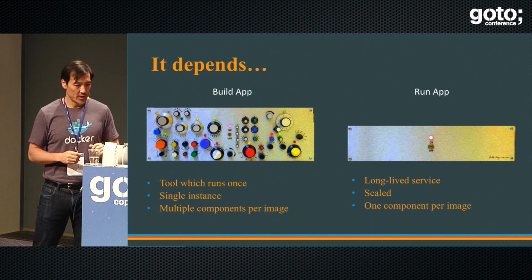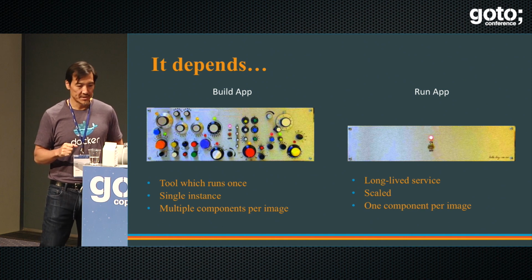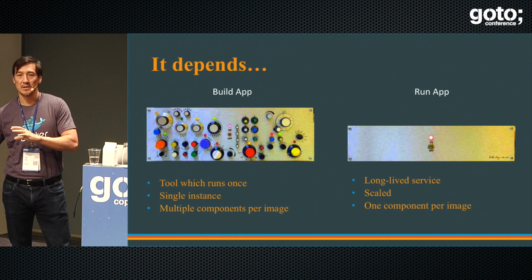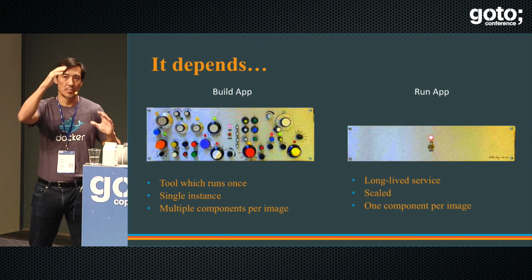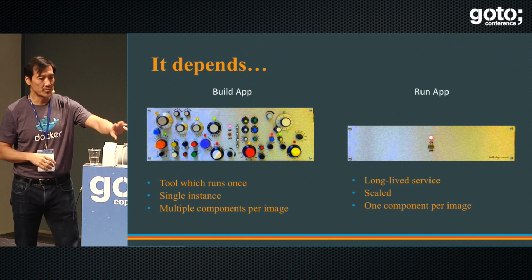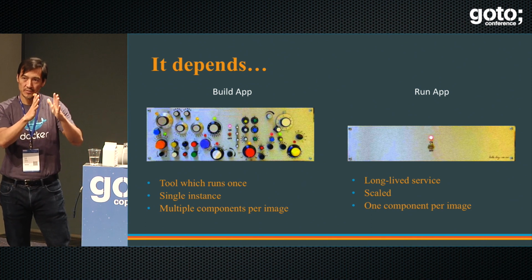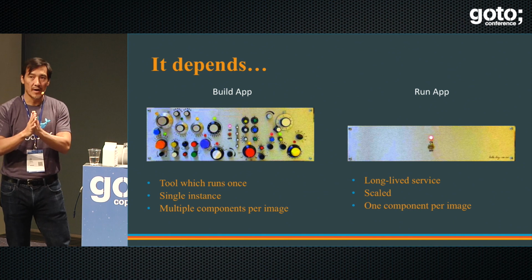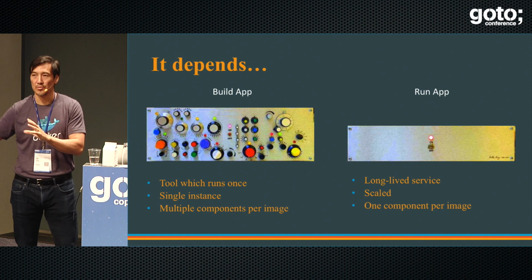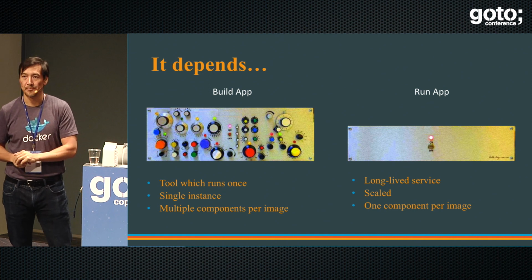And now with multi-stage builds, what you can do is actually combine these two images into one Dockerfile, where you have one part of the Dockerfile doing your build app or your build image, and then once you've created the artifacts from the build, you can put that into your run image. Okay.